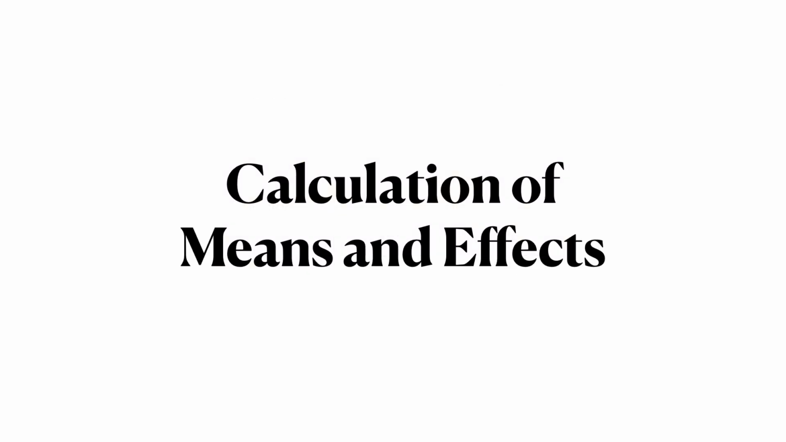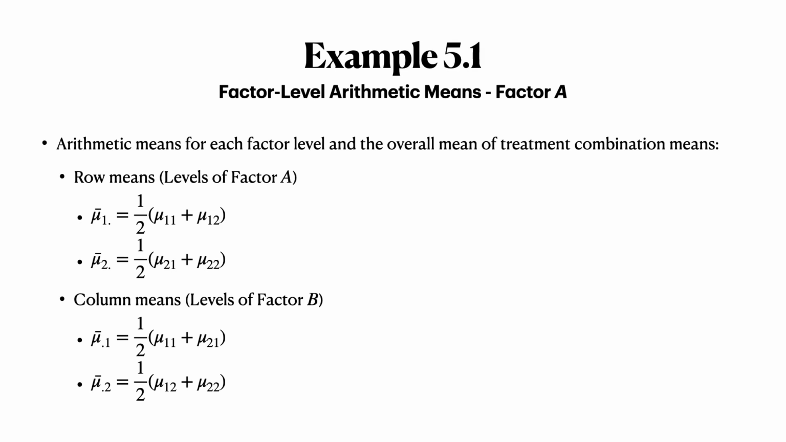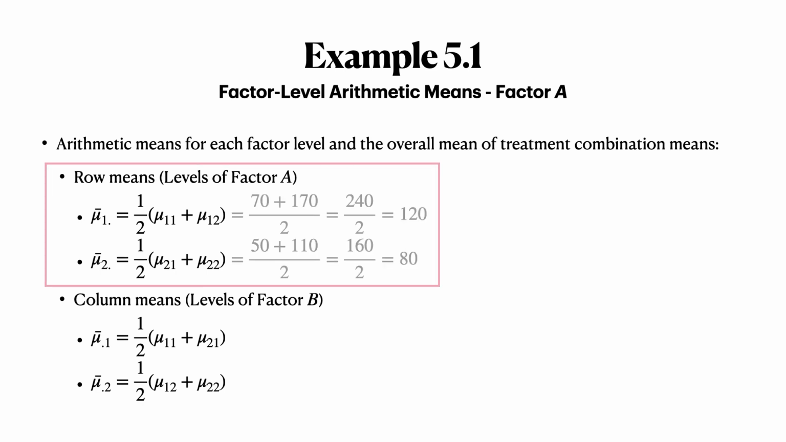All right, next, let's calculate means and effects associated with this 2x2 complete factorial treatment structure. And we'll start off by first calculating various means of interest. So we're going to be calculating arithmetic means for each factor level and also the overall mean of the treatment combination means. Let's first calculate the row means.